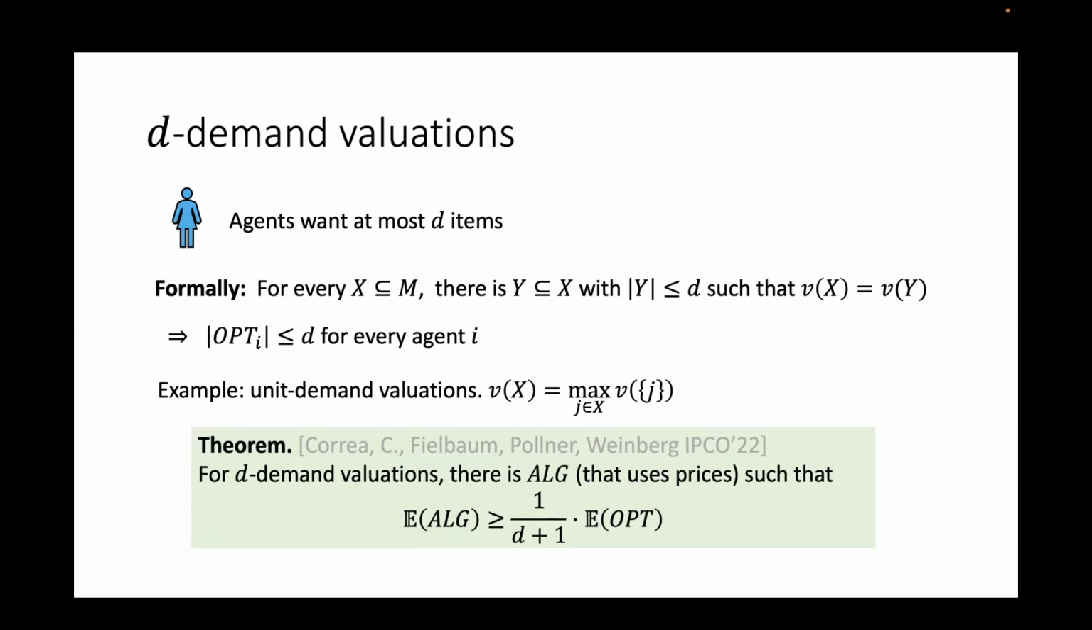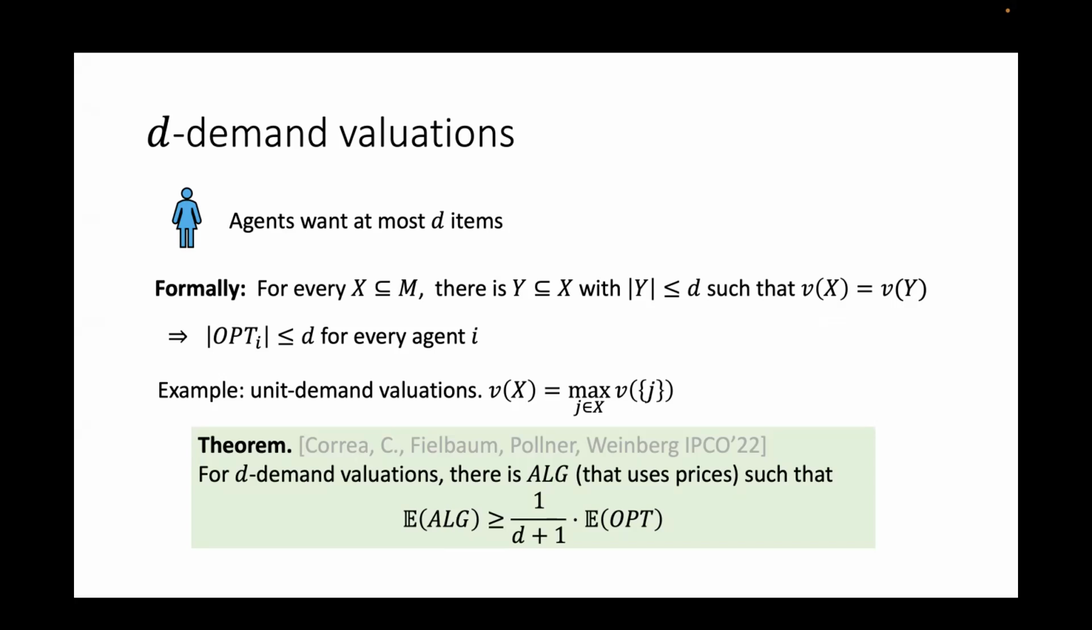And the result I will tell you about is this. If we have valuations with demand of size D, there is an algorithm that just uses prices, using the balanced prices idea, that gets 1/(D+1) of the optimal allocation. In particular, for unit demand, that means a 1/2 approximation. And this is already beyond additive. Unit demand is not an additive function. So for that case, this gives the same as the usual problem.